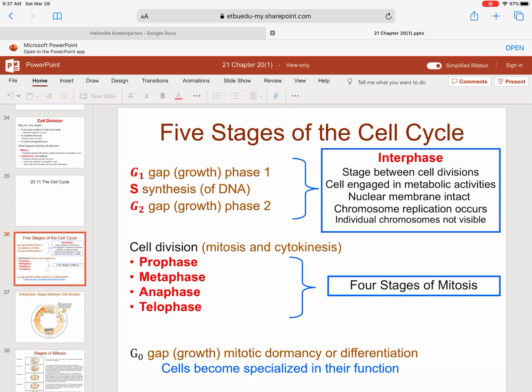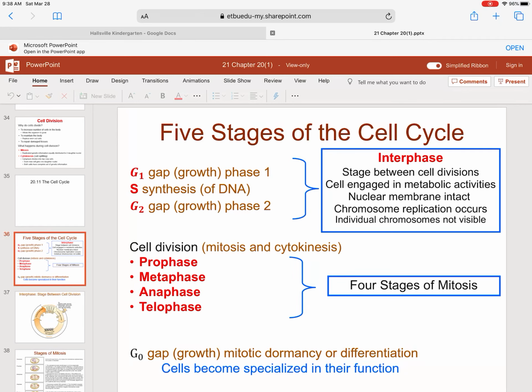Now, cell division is going to be the next row down. This is mitosis and cytokinesis, which is going to be the other 4 phases: the prophase, the metaphase, the anaphase, and the telophase. And these are the 4 stages of mitosis. This is what I would call the active stage, because you're actively dividing.